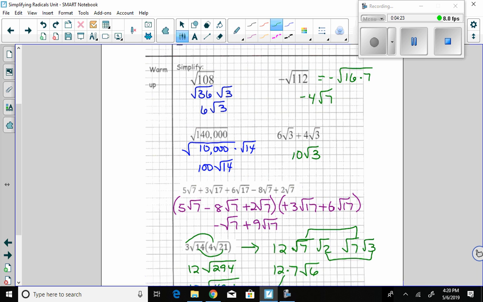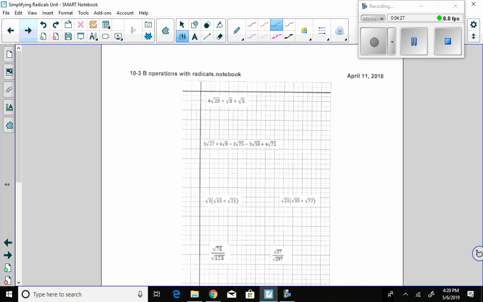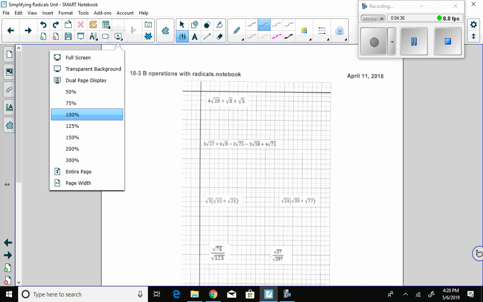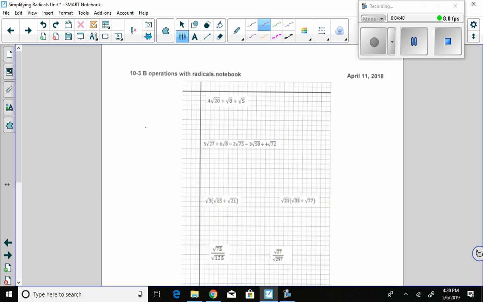All right, let's go to the next page, shall we? All right, so we're just going to continue with working with our different operations. Remember that you must have the same radical as you are going through these, okay? We must have the same radical as we're going through these. And so these don't all have the same radical, so I'm going to try to get them to either become all 8s or all 5s. And of course, we do want to simplify this as far down as we can as well.